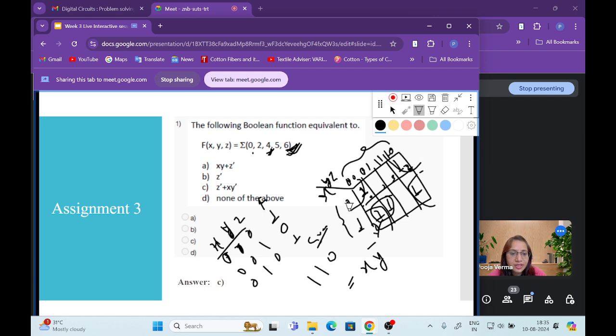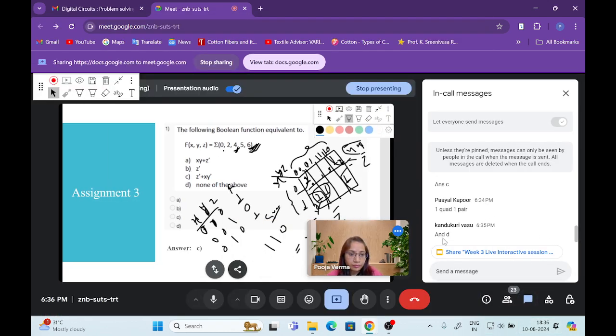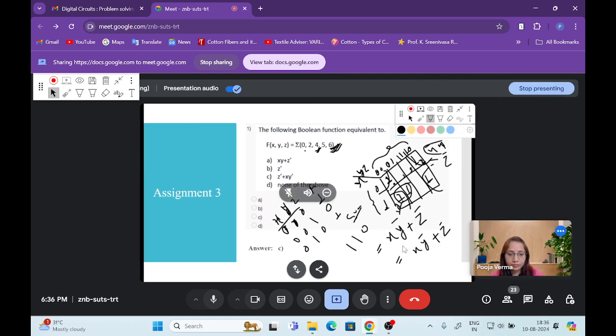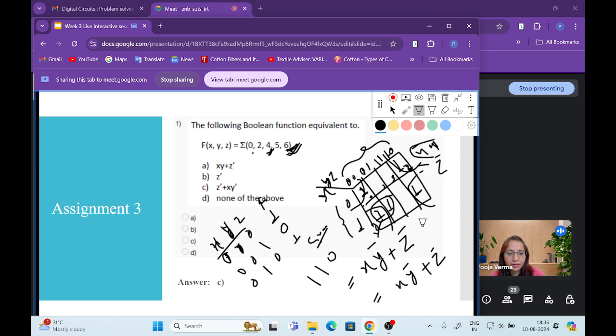And what is the representation for the quad? Here 0 and 1, then both will cancel out. If you are writing x bar and x, they will cancel out. So we just need to take the corresponding column. What is common between these two? 0 is common. So the Boolean expression for this quad will be z bar, right? This is a sum of product form, SOP form, so we write x y bar plus z bar. The correct answer is option C if you match it.